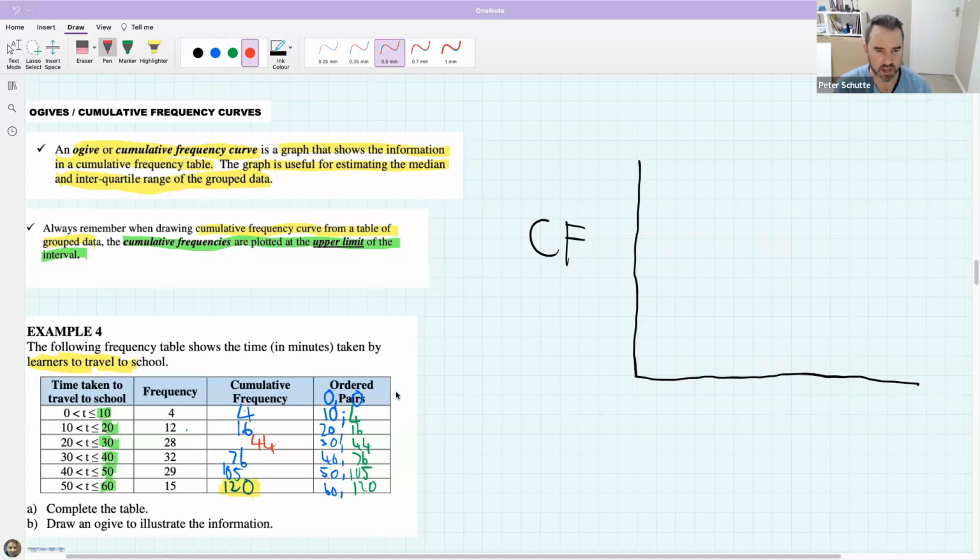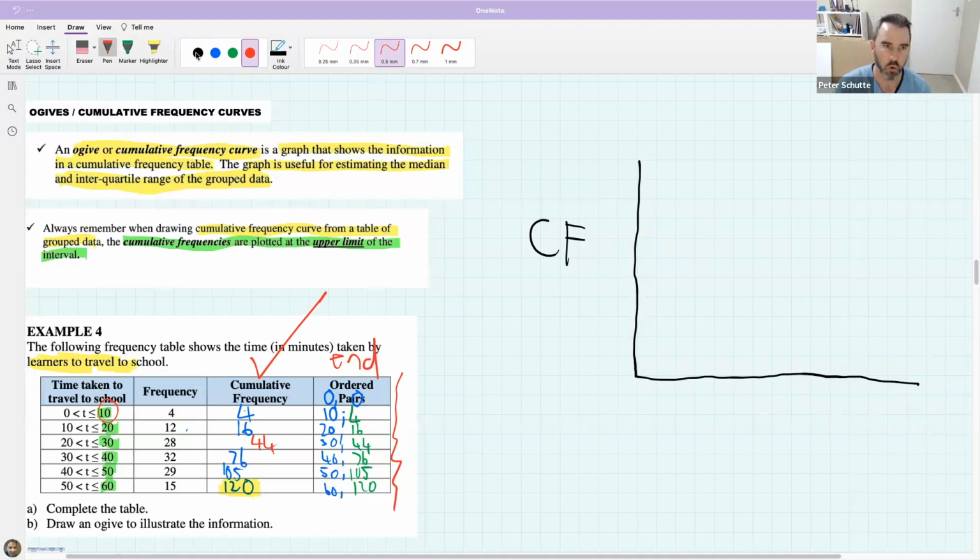Give me a thumbs up if you understand how I got these points. Give me a thumbs down if I've lost you on how I got the points. The big difference is in the ogive, you focus on cumulative frequency and you focus on the end of the interval. So the end of the interval as opposed to the middle.